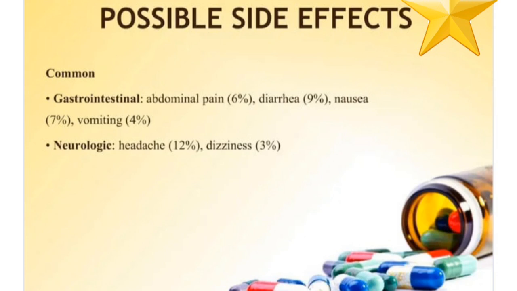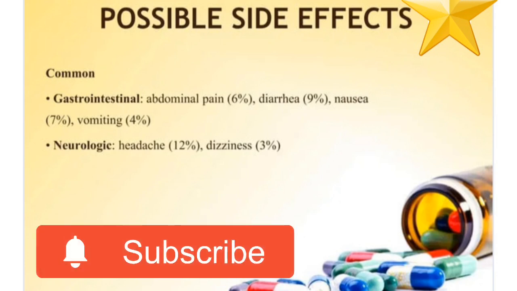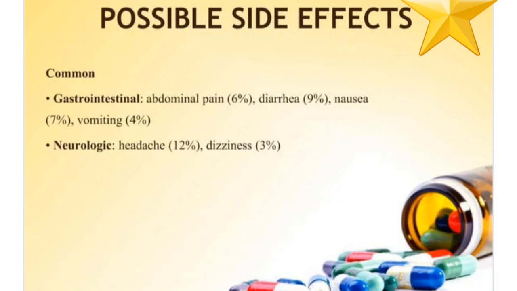The first side effect is headache. So headaches are actually one of the most common side effects of pantoprazole use, and they are generally mild in severity, and they can occur in up to 4% of patients. Next, abdominal pain is also another common side effect, and it occurs in approximately 4% of patients.